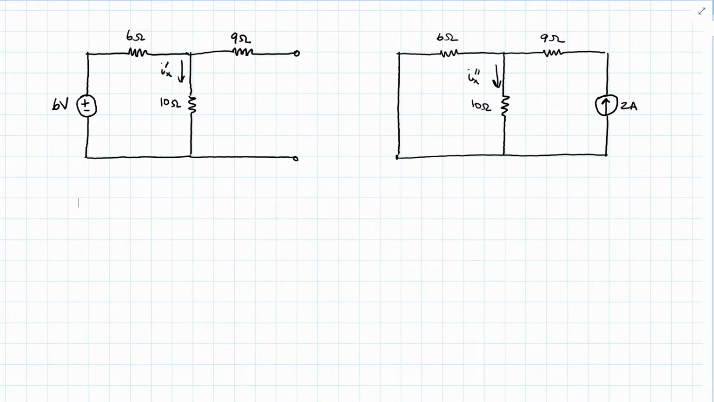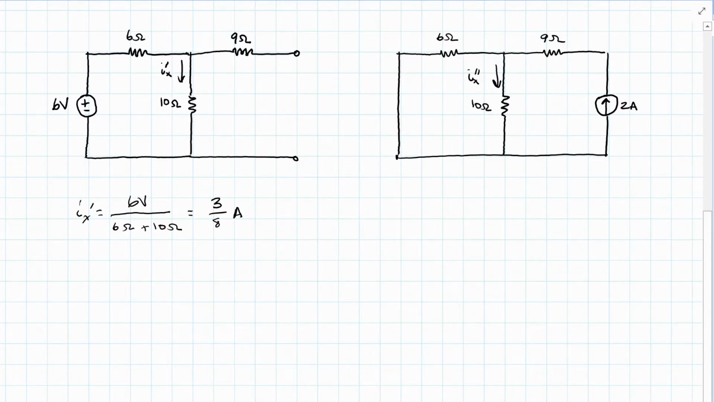Looking at the left-hand circuit, we can observe that since the 9 ohm resistor is not part of a closed loop, no current can pass through it, and thus IX prime is simply the loop current flowing clockwise through the voltage source and the 6 and 10 ohm resistors. We can solve for the value of IX prime using Ohm's law. So IX prime will be 6 volts divided by 6 ohms plus 10 ohms, which gives us 6/16, or 3/8 of an amp.